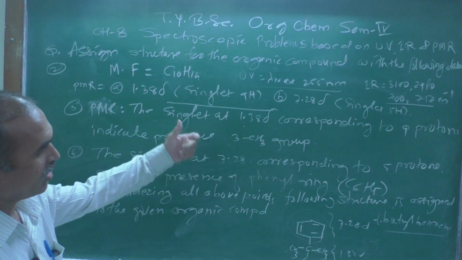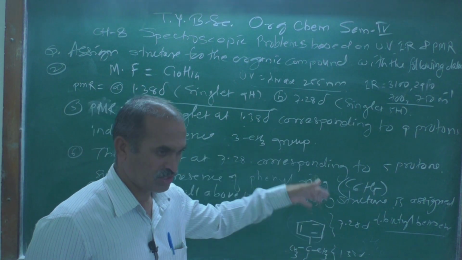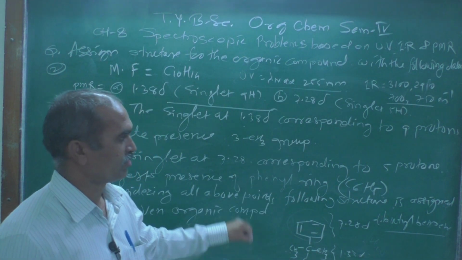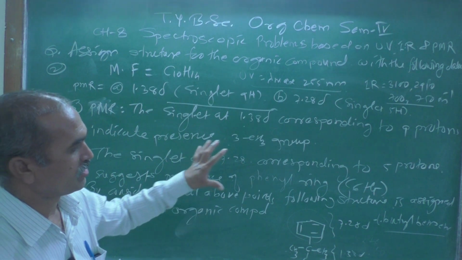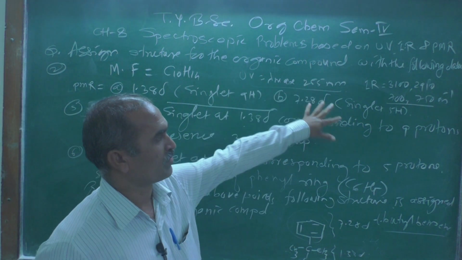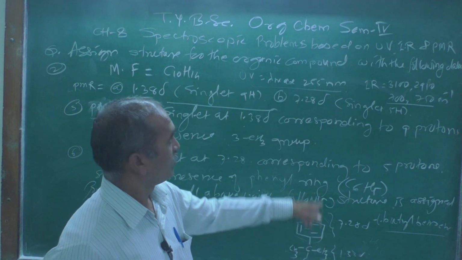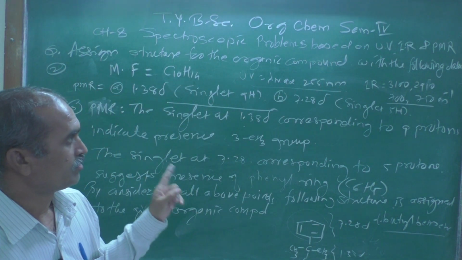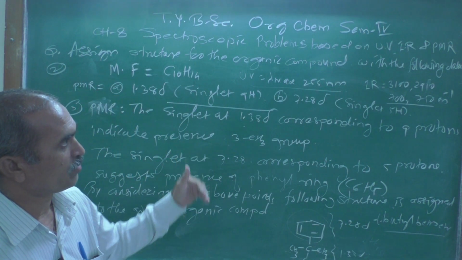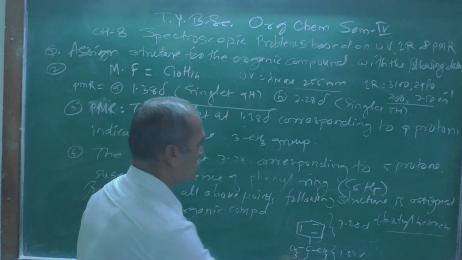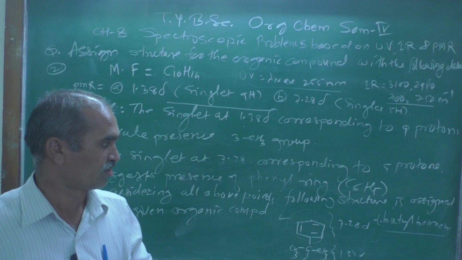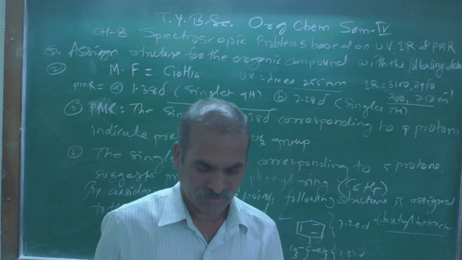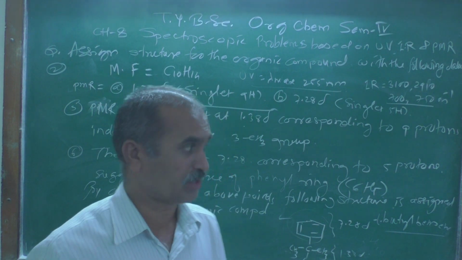But here, after drawing the structure, you have to match how this structure fulfills whatever data are given, whether that data matches or not; that you also have to know how to match. It's perfectly matching, and that's why this is the structure, this is the compound structure of tertiary butyl benzene. So in this way you can solve the problem.